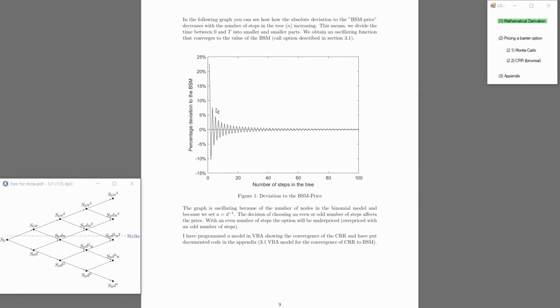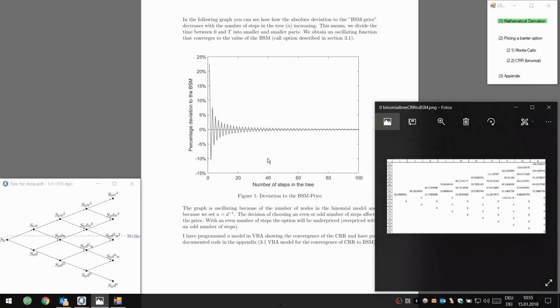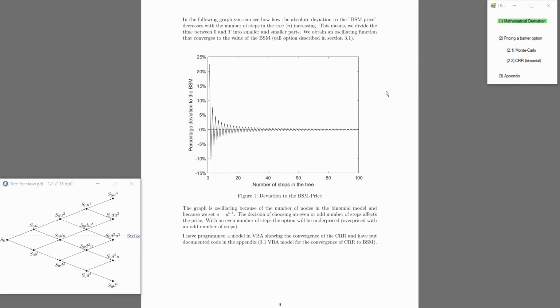So oscillating means we have this waveform in here. As you can see, for an odd number of steps it's always above the price, and for an even number of steps it's below the price. And this is not random. This is because, as you can see here, in a binomial tree with n steps, with an even number of steps like here, you have a 0 in there. And this is caused by u being equal to d to the power of -1, which is why we always underprice the option with an even number of steps in the tree.